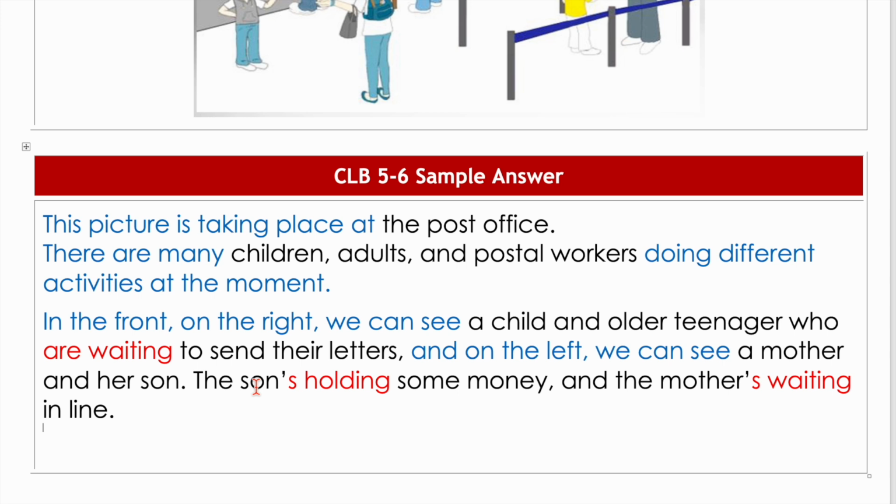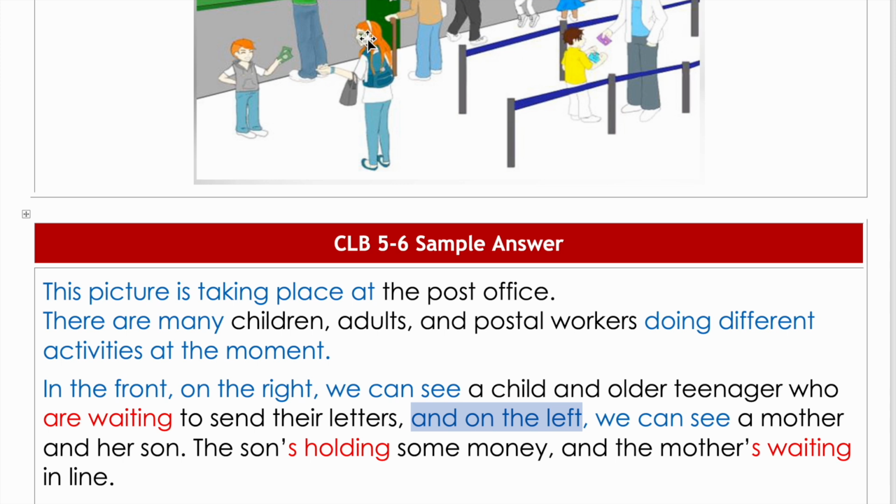Both are okay. Now, and on the left, see, we're connecting. In the front, on the left, we can see a mother and her son. It looks like that. Now, let's explain. The son is holding some money. So, the son is holding some money. Now, we can say the son is holding. That is okay. We can say the son is holding.